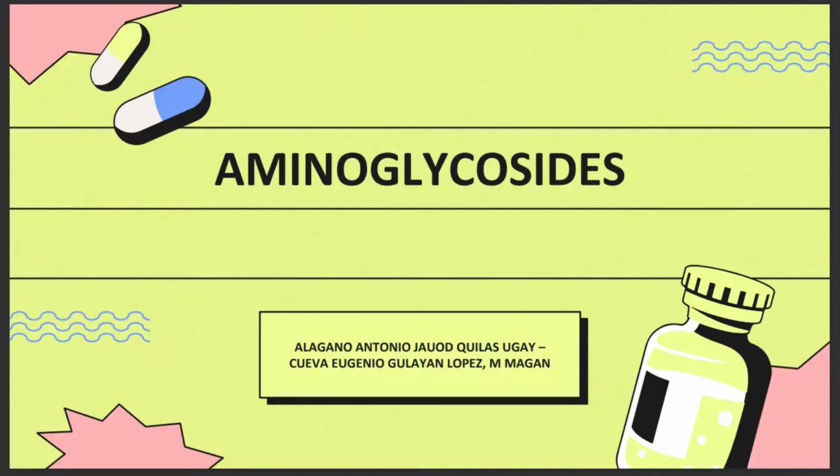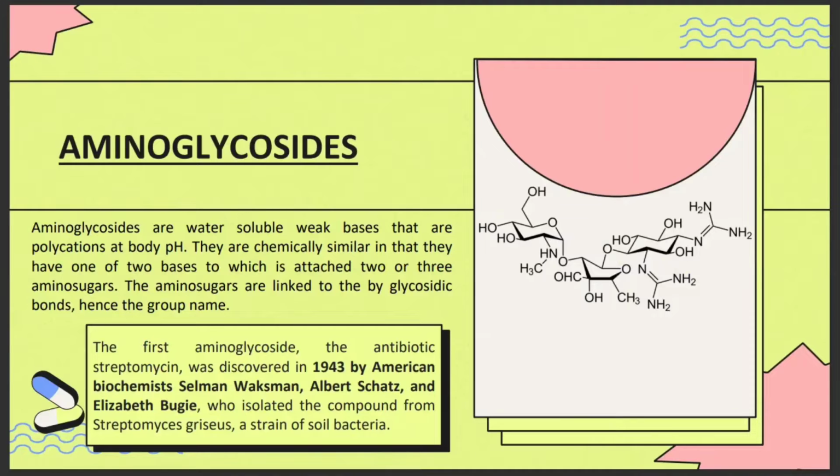In this video, we will talk about the aminoglycosides. Aminoglycosides are water-soluble weak bases that are chemically similar, consisting of one of two bases to which 2 or 3 amino sugars are attached. These amino sugars are linked by glycosidic bonds, hence the group name.